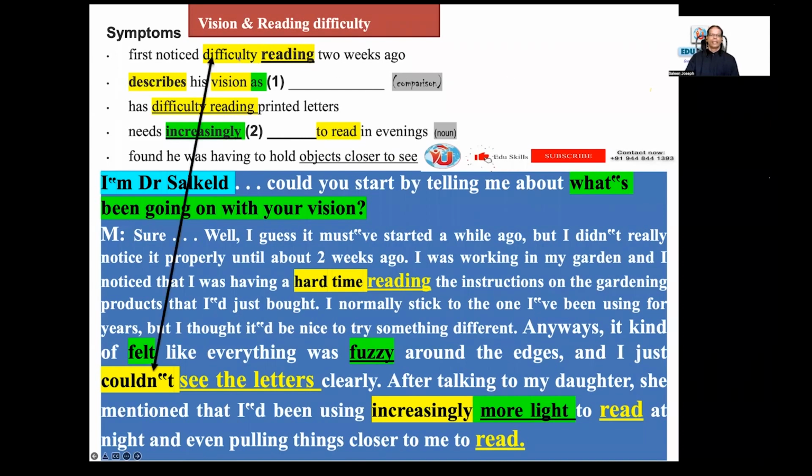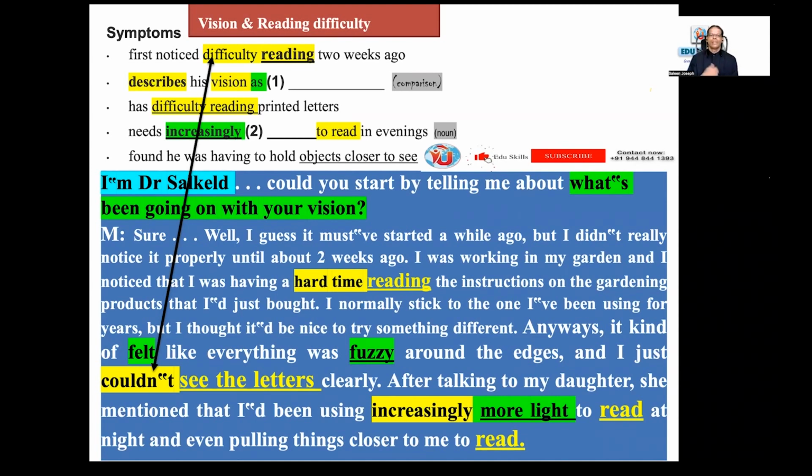See, been going on with your vision, and this is the same thing with the question. I am just trying to connect difficulty reading. That is the main symptom, and the first noticed is the difficulty reading. That is the concept, vision and reading difficulty. In the first part, symptoms, the focus is vision and reading difficulty. So reading difficulty is described and explained.